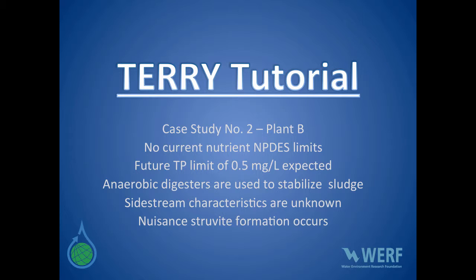There are no current nutrient permit limits, but a phosphorus limit of 0.5 milligrams per liter is expected in the near future. Anaerobic digesters are used to stabilize the solids. The side streams from the thickening processes, the digesters, and the belt filter presses are not sampled and tested. This plant does experience nuisance struvite formation in the anaerobic digester complex.